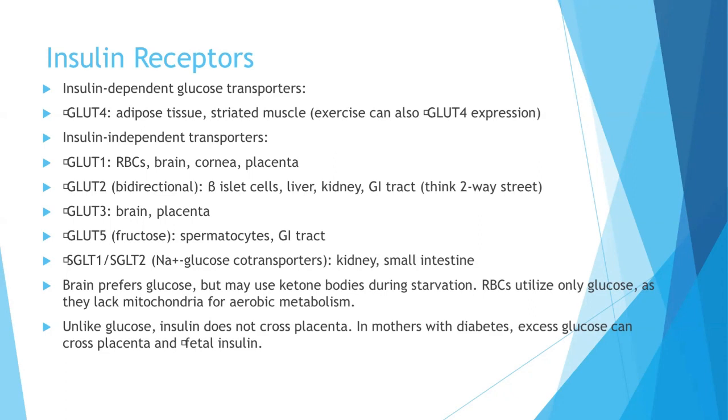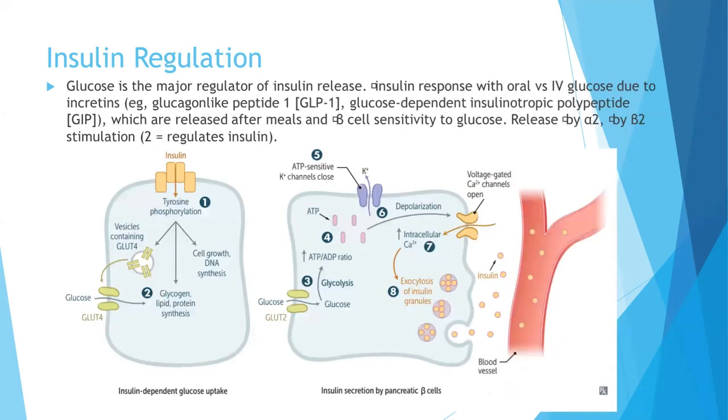So the brain prefers glucose but may use ketone bodies during starvation. RBCs utilize only glucose as they lack mitochondria for aerobic metabolism. Now, unlike glucose, insulin does not cross the placenta, and in mothers with diabetes, excess glucose can cross the placenta and increase the fetal insulin. That is the mechanism behind neonatal hypoglycemia. Now let's talk about insulin regulation.